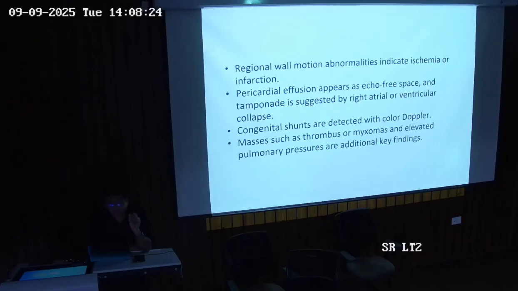Sometimes there is congenital heart disease, so a shunt may be detected by the echo. Right to left or left to right shunt can be detected. Masses such as thrombus, myxomas, tumor, and elevated pulmonary pressure can additionally be found in different diseases. In infective endocarditis, there is a vegetation along the wall or the valve.